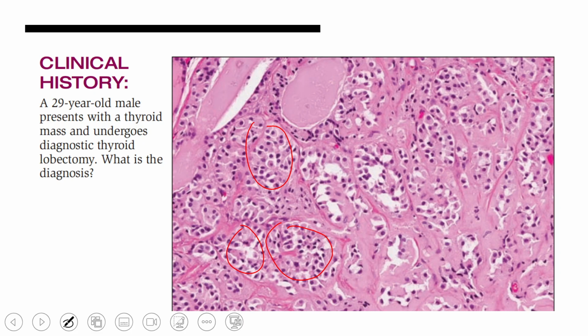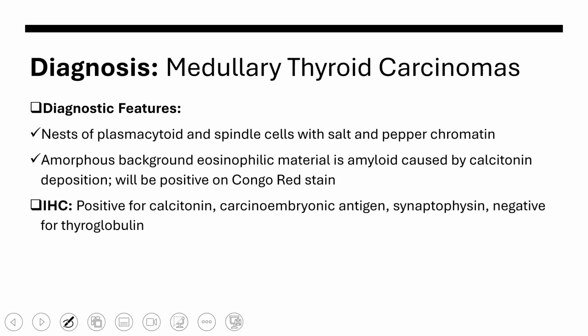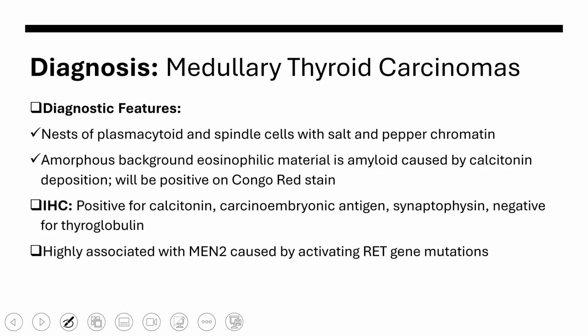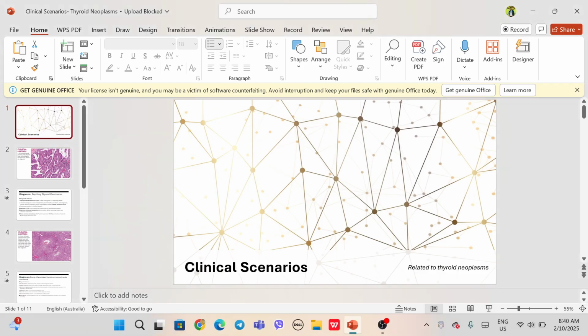So all these things show these are medullary thyroid carcinomas, and the diagnostic features we discussed. They are positive for calcitonin, carcinoembryonic antigen, and synaptophysin, negative for thyroglobulin, and highly associated with MEN2, which is caused by activating RET gene mutation. And the cell of origin is a malignant neoplasm of C cells. Thank you.